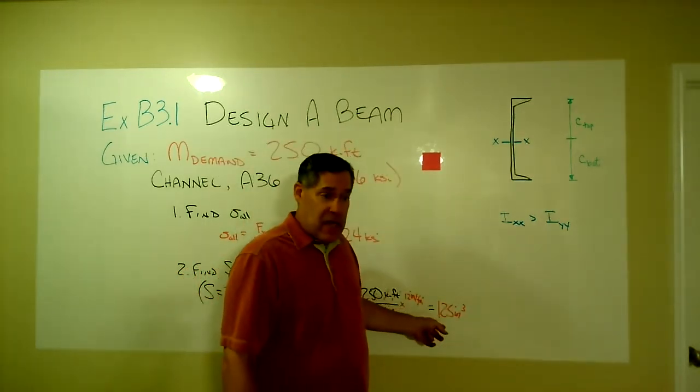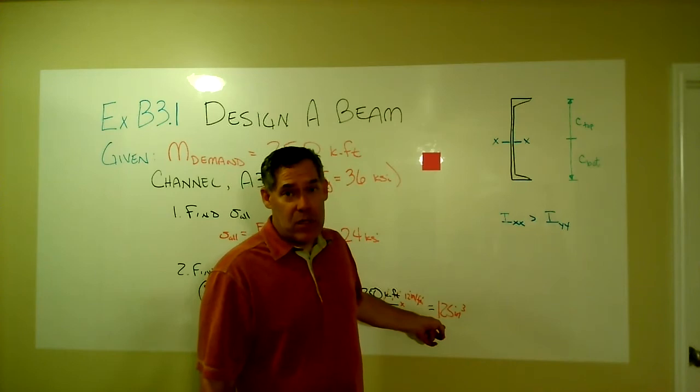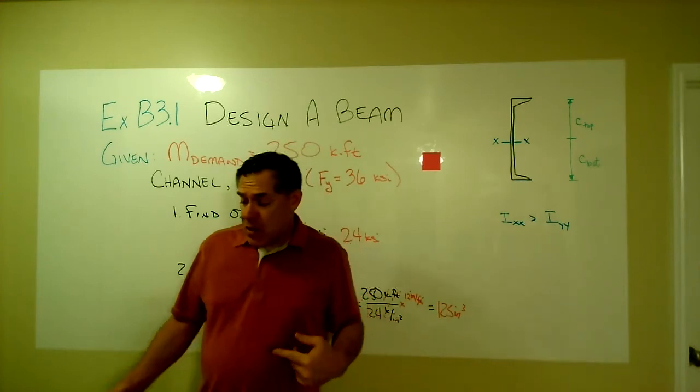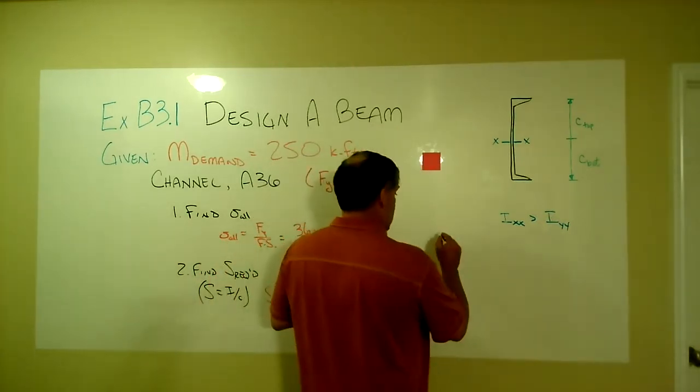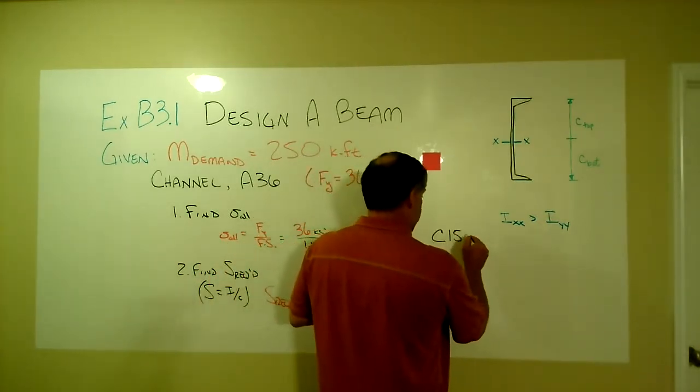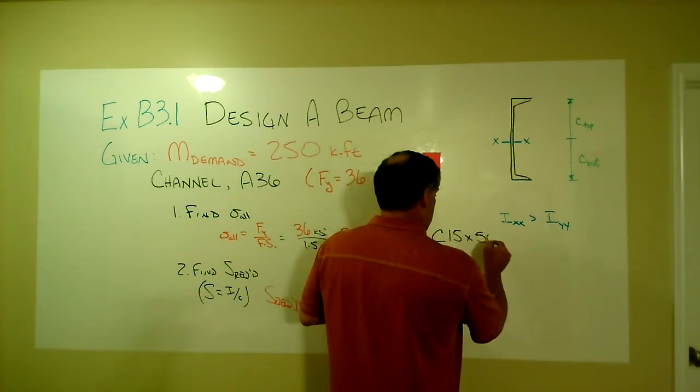This is S_x of 125 cubic inches. And when you look at the table that we've been provided here, then we find out that our biggest channel that we have is a C15 by 50.